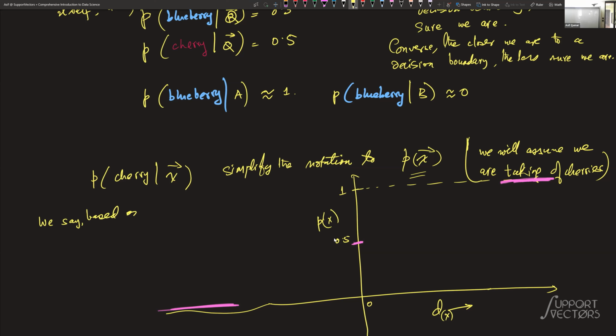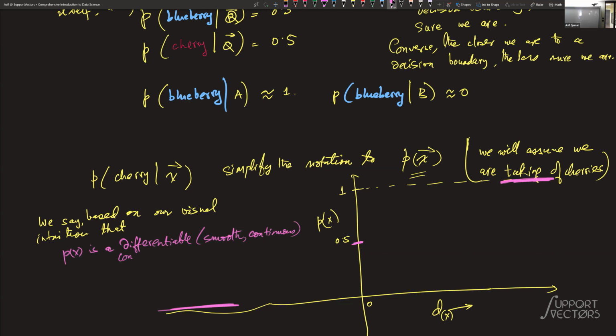Now, based on our intuition, visual intuition, P(x) is a continuous, smooth, continuous function. It's a smooth continuous curve. Now, what is the smooth continuous curve which doesn't have pointy edges that you can draw, which agrees to the two things?